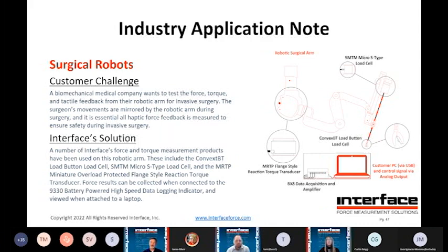Surgical robots. This is a huge, growing industry. There are over a dozen companies out there today producing different types of programs or surgical robots, if you will. So, utilizing force sensors here for haptic feedback during surgery, so that the doctors can actually feel what the robotic arm is feeling and sensing.